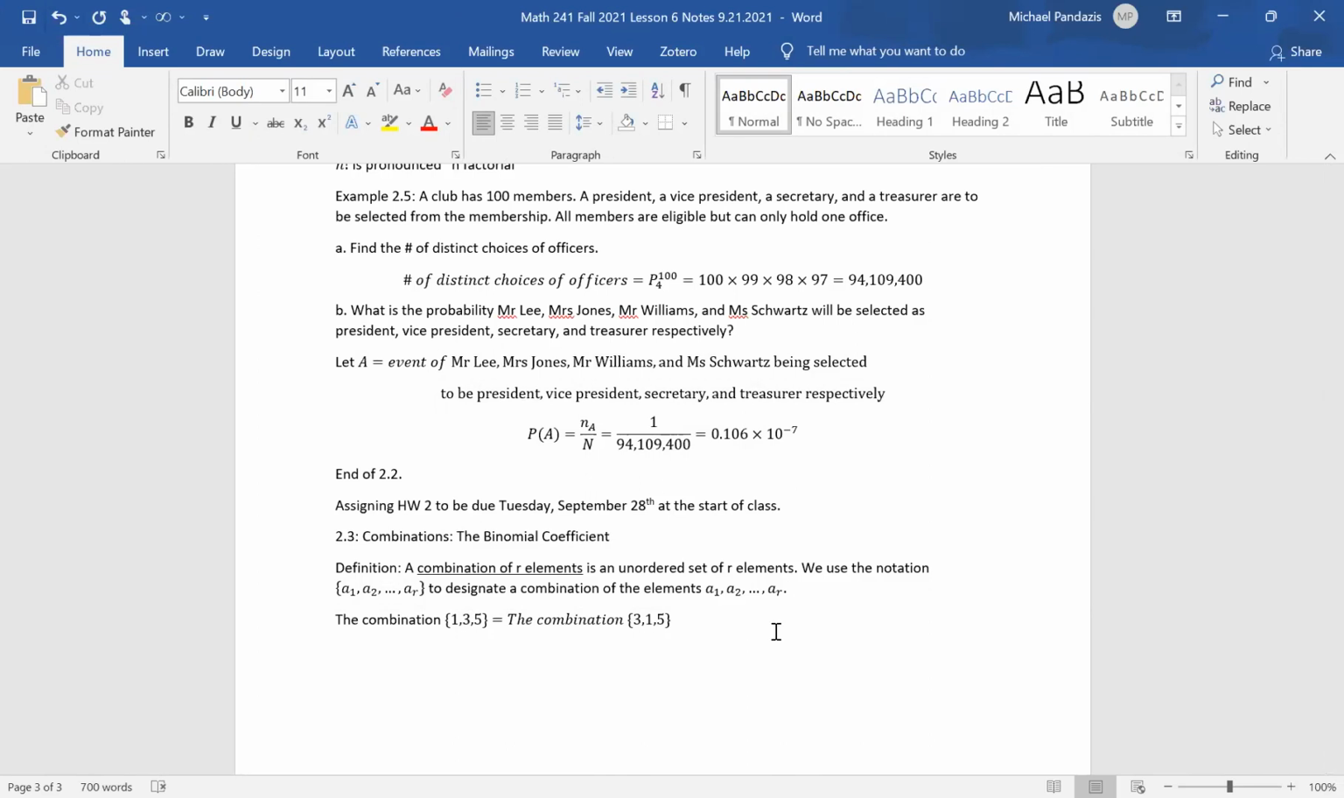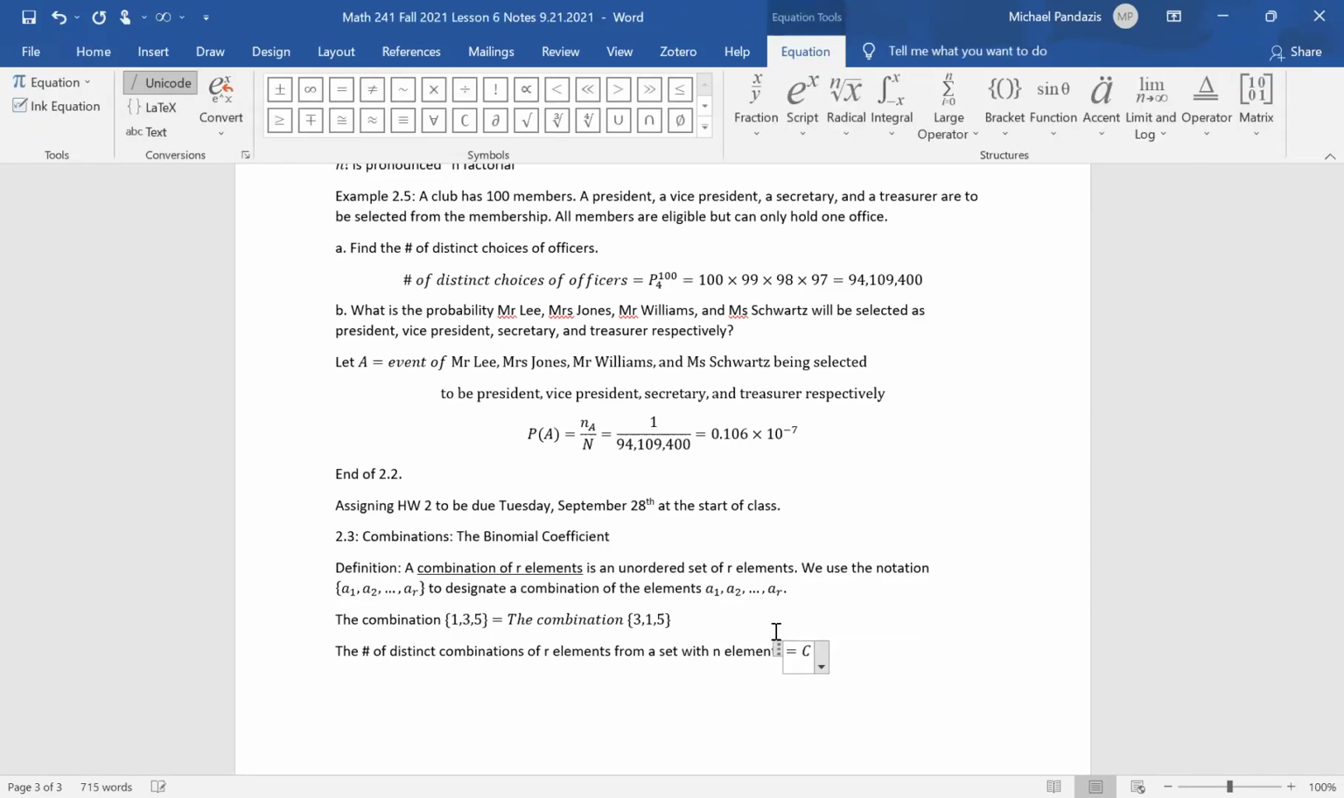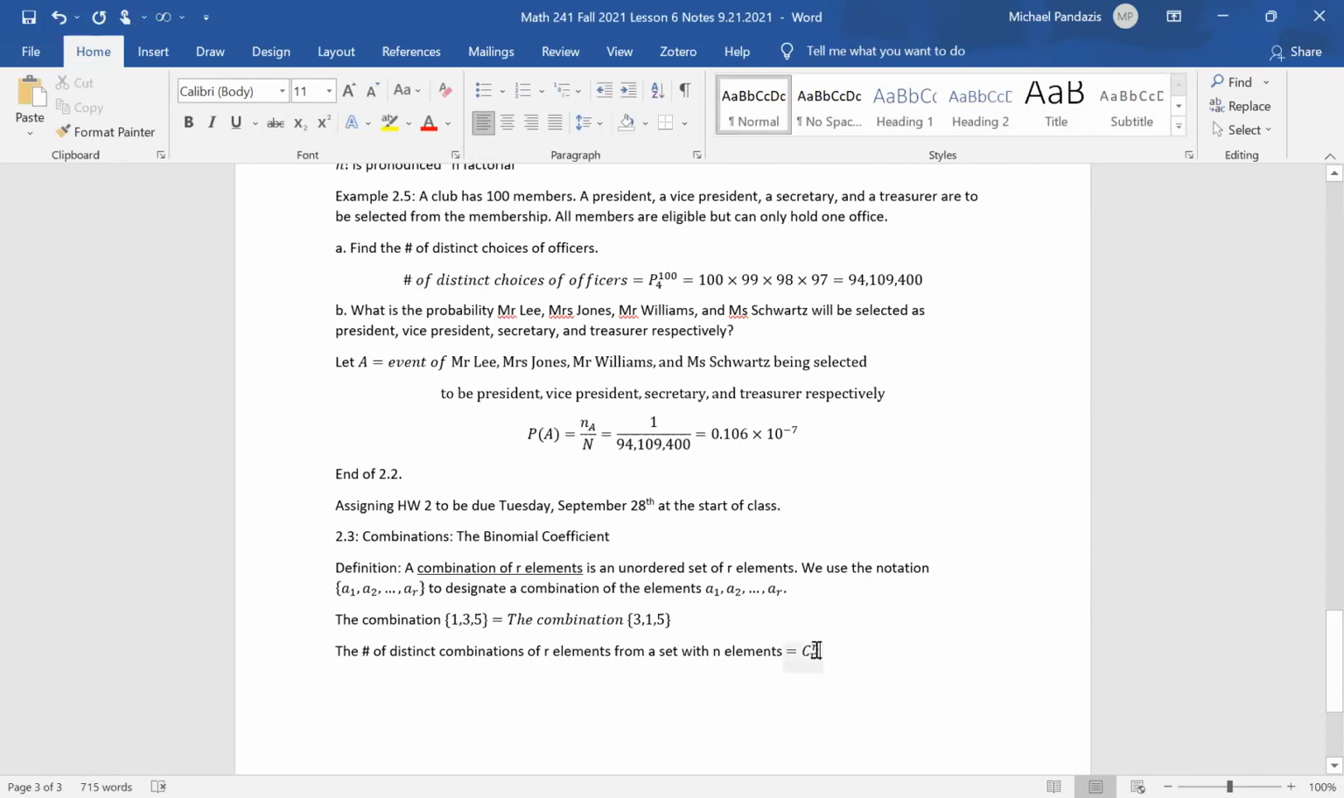Another question you can ask is: what is the number of distinct combinations of R elements from a set with n elements? And so here's the answer. The number of distinct combinations of R elements from a set with n elements is equal to NCR, where R is the subscript and N is the superscript. You read it from top to bottom: N, then C, then R. So NCR is the number of distinct combinations of R elements from a set with n elements.